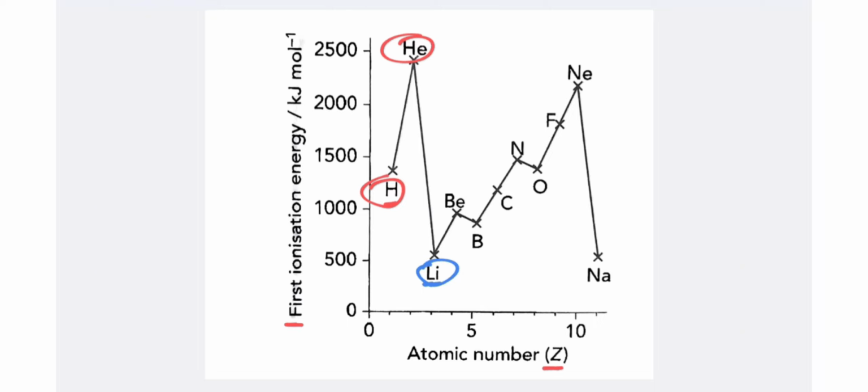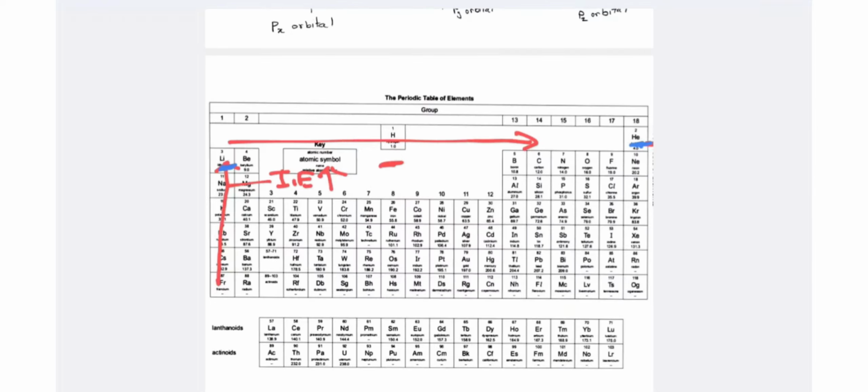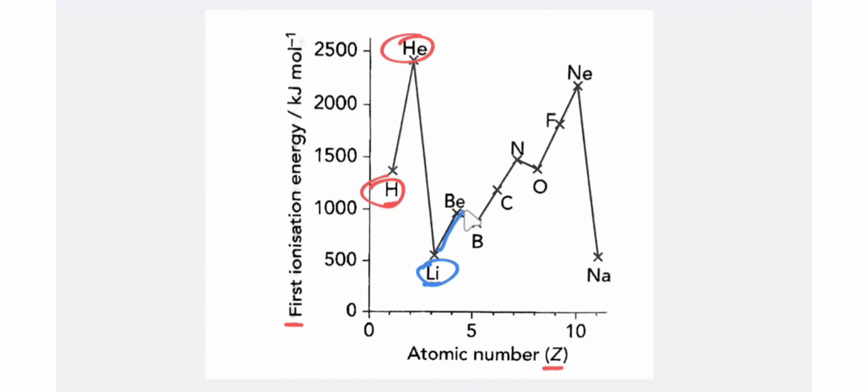Then after lithium, again we can see that the ionization energy increases as we go across the period. So from lithium, as we go across the period, the ionization energy increases until we reach neon.